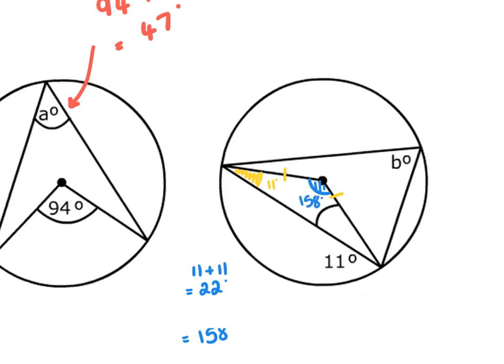We can use that then to find the angle at the circumference because we know it is just half of that. So we take the 158, divide it by 2, and that will give us 79 degrees.